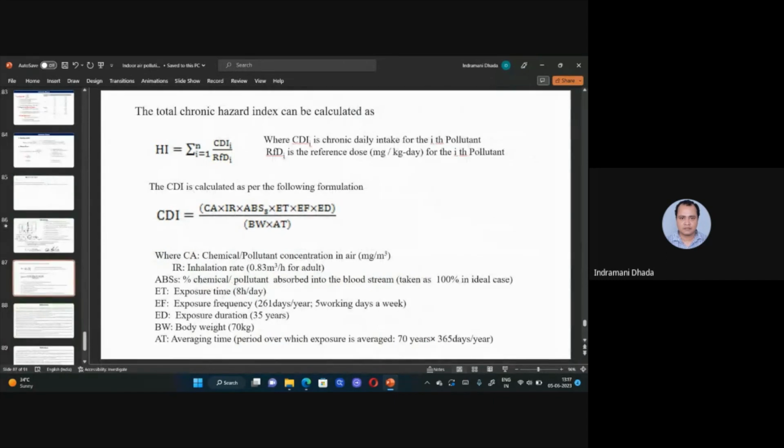Also you can go for health risk assessment. Whatever we are inhaling, you can calculate the CDI and the reference dose. Reference dose means the standard that the government has prescribed for that particular compound, and based on that you can calculate the index. Okay, so this is the chronic daily intake. Chronic daily intake means how much of that pollutant we are taking in.